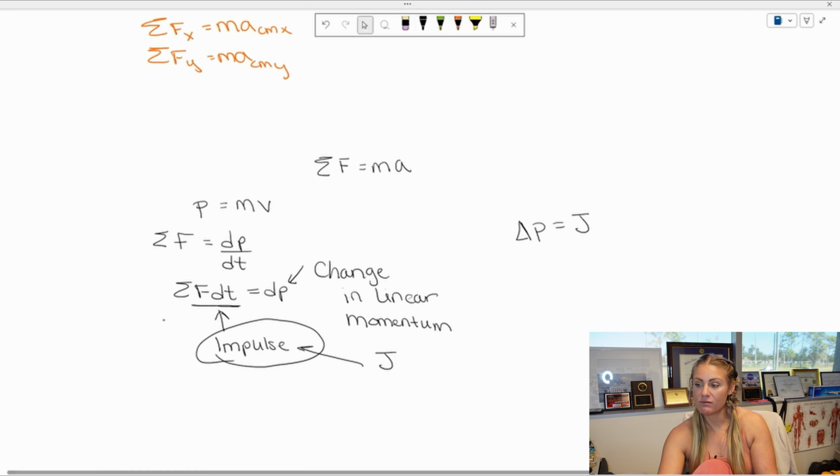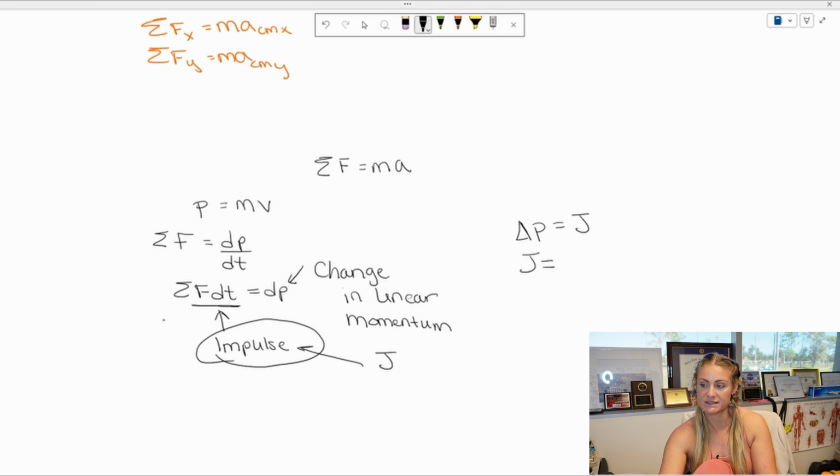A few helpful, two other versions of this. Remember that J equals, because when we say change of P, we have the linear version.